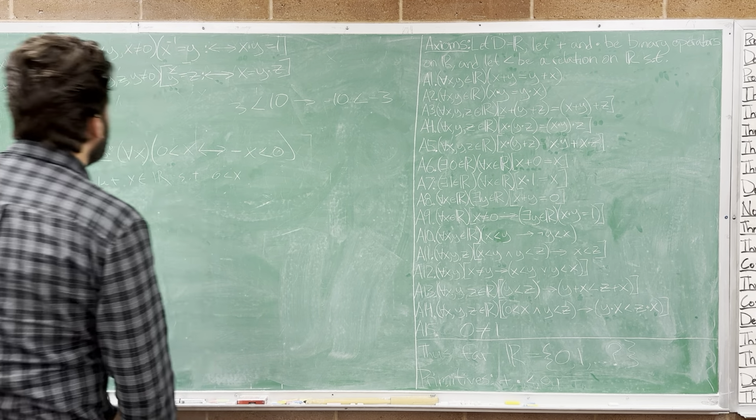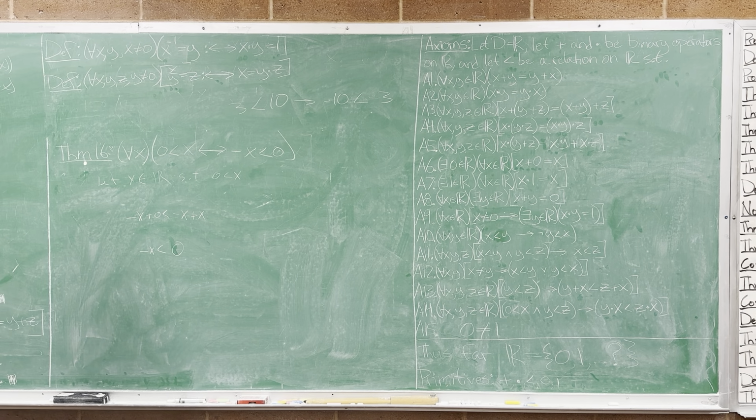Now, if I add negative x to both sides, x plus 0 is less than negative x plus x. Which then just makes it negative x is less than x, or 0. There you go. So that proves that, and it's the exact same thing going the other way. Okay, so let's just do that.